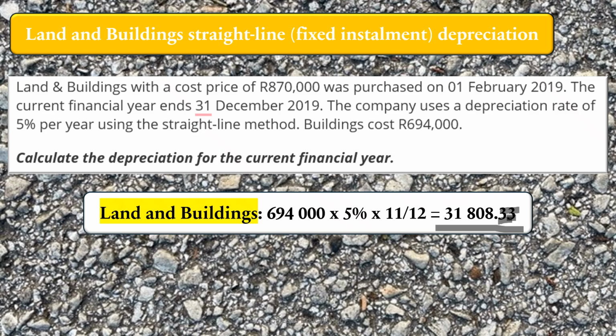So the current depreciation is 31,808 because we only had this building for 11 months.